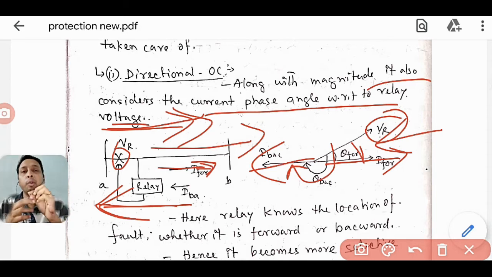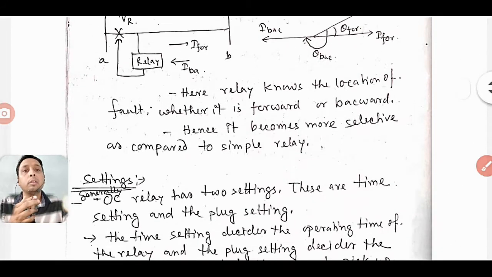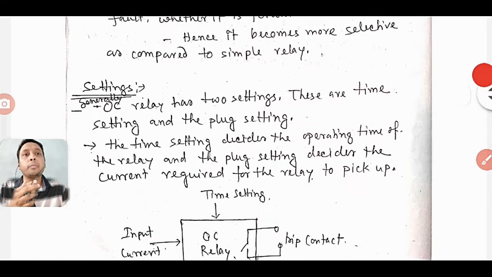So you can make it more selective. If you want it to operate on forward only, then it will operate on forward only. It will sense the current, then it will see the angle. If the angle is less than 90, it is forward, I am supposed to trip, so I will trip. If it is backward, the angle is more than 90, whatever the current it is, it will not look into it. So with this it becomes more selective.